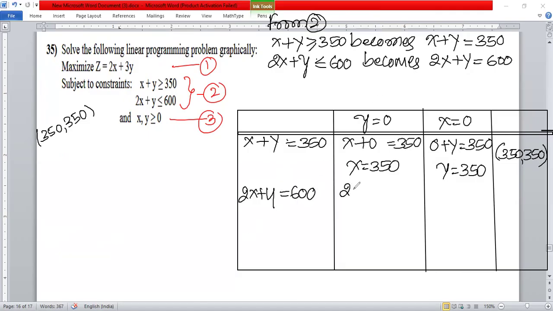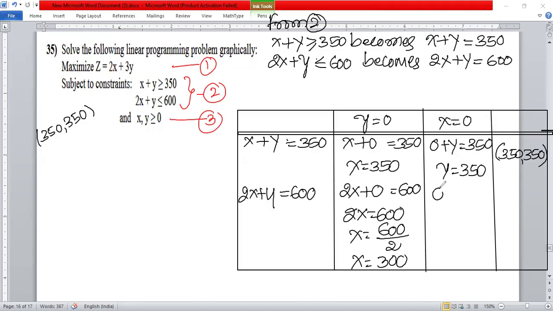Second one, 2x plus y is equal to 600. But y is equal to 0. 2x plus 0 is equal to 600. Therefore, 2x is equal to 600. So x is equal to 600 by 2. So x is equal to 300. Similarly, put x 0. So 0 plus y is equal to 600. Therefore, y is equal to 600. Finally, 300 comma 600. Okay. The second one, 300 comma 600.